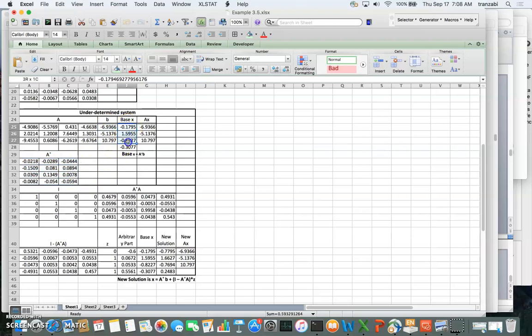Now this time, this is not the solution. We call it base. So this base that I have here is A dagger times B. Okay, this is not the complete solution yet. This is part of the solution.